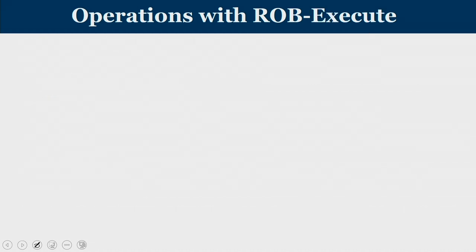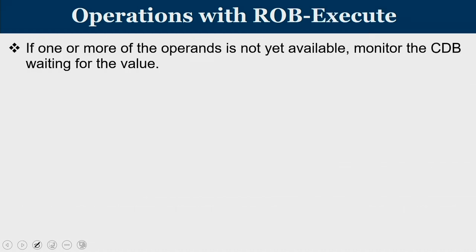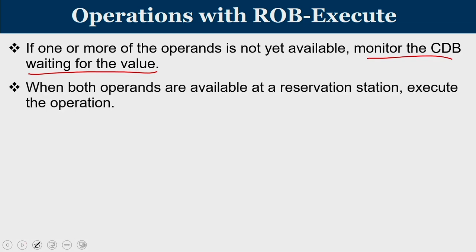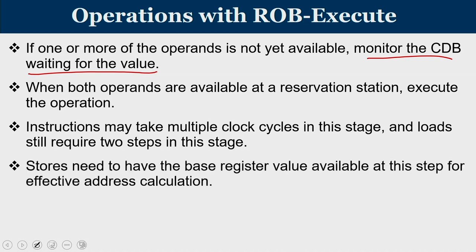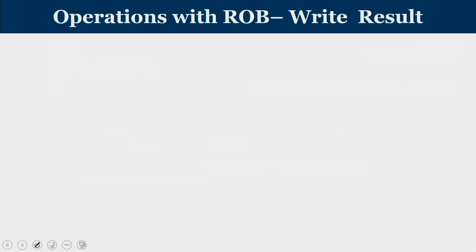So, what about execute? If one or more of the operands is not yet available, then you have to monitor the CDB waiting for the value. When both operands are available at a reservation station, you perform the execution of the operation. An instruction may take multiple clock cycles in this stage, and a load still requires two steps: one is address computation and one is accessing memory. Stores need to have the base register value available to perform execute because address calculation has to be done.